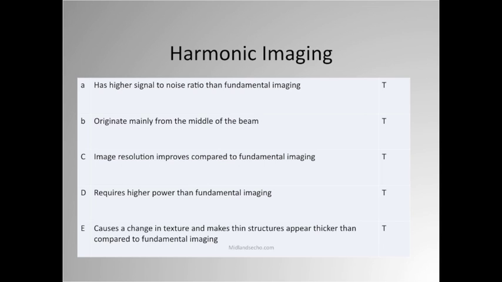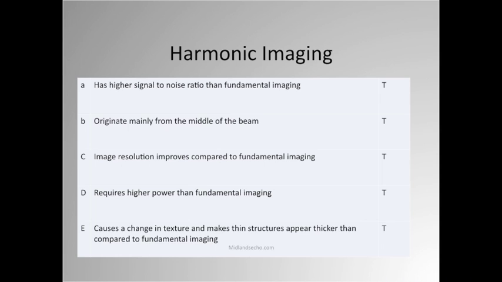Harmonic imaging has higher signal to noise ratio than fundamental imaging, so you get more signal than noise. If you didn't know the answer, you'd say, well, it's unlikely I'd use harmonic imaging over fundamental imaging unless that was true. So even if you didn't know what that meant, probably you'd say that was true. And it is true. Harmonic imaging originates mainly from the middle of the beam. That's true. That's something you should remember.